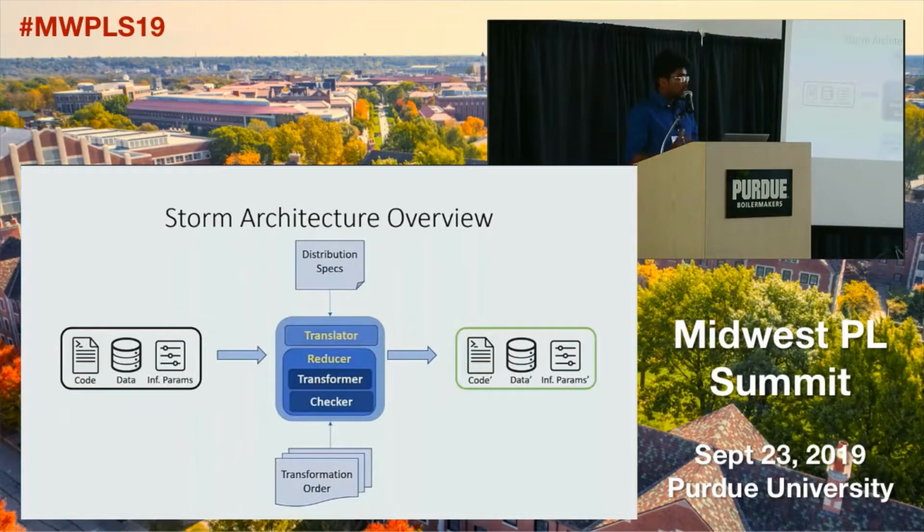It has two main components: the translator, which translates a program in the language of the probabilistic programming system to a Storm IR, and the reducer component, which has a transformer component, which applies transformations on the IR, and a checker component, which checks whether the failure can be reproduced. Apart from that, it also takes distribution specifications and other transformations as input as well.